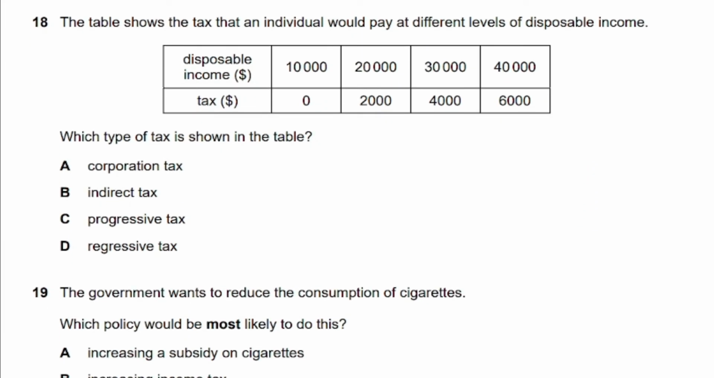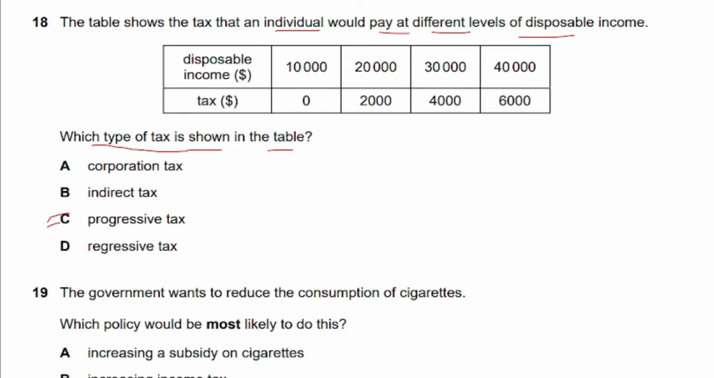Question number 18: the table shows the tax that an individual would pay at different levels of disposable income. Which type of tax is shown in the table? So this is a progressive tax. A progressive tax is when income increases, the tax rate will also increase.